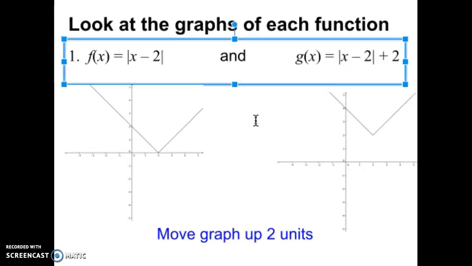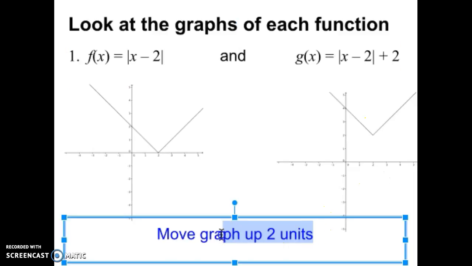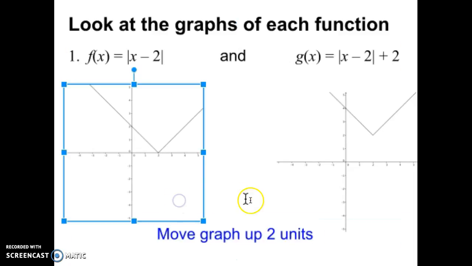on the outside. That plus 2 actually moves our graph up 2 whole units. So the vertex is still horizontally on the same number, but it's now moved up 2 units. Hence, as noted down here, it moves the graph up 2 units. So if your k is positive, it moves it up vertically.